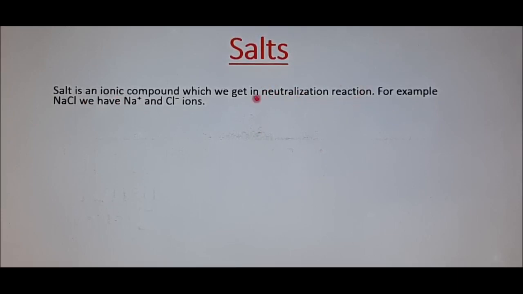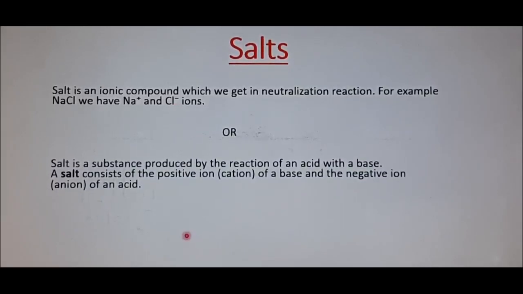See, this neutralization reaction we have already done. For example, NaCl, in which we have Na positive and Cl negative ions. So basically you have to understand that salt is an ionic compound. Ionic means two ions are there, and this compound is made with the help of an ionic bond. Another definition we have: salt is a substance produced by the reaction of an acid with a base.